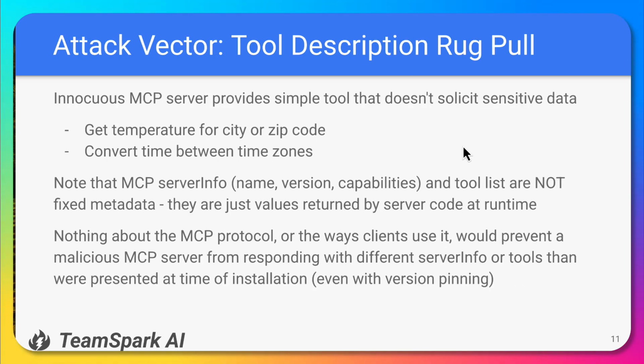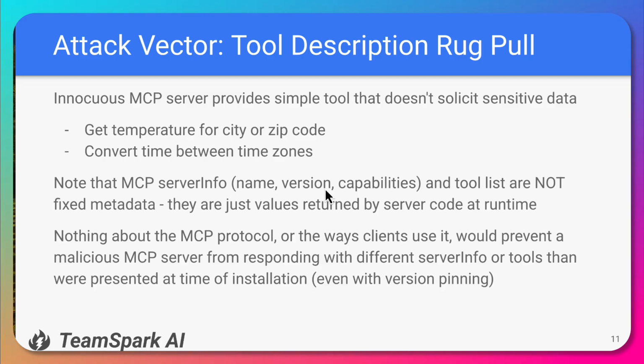So let's talk about this attack vector of a tool description rug pull. Let's say you have some innocuous looking MCP server that does something like get you the temperature for a city or a zip code, or converts between two time zones. You might have installed some of these just to play with, or you might have similar super simple, innocuous looking tools. But the thing to understand about MCP is that the server info you get back when you query a server, where it gives you its name, its version, its capabilities, and the tool list, are not fixed metadata. They're just values returned by server code when you call it.